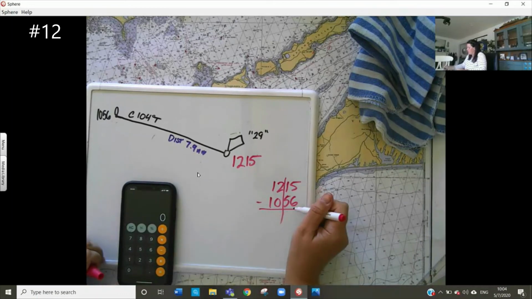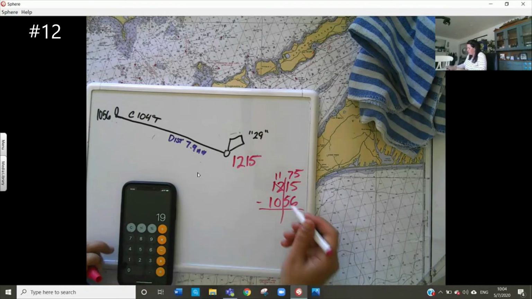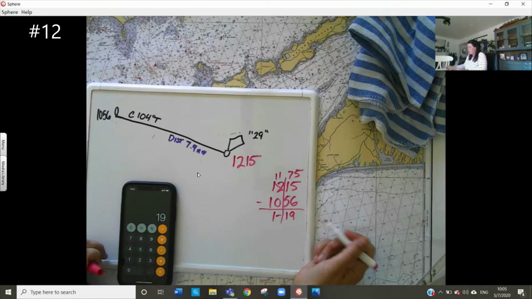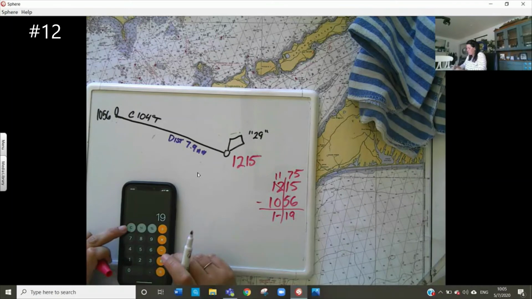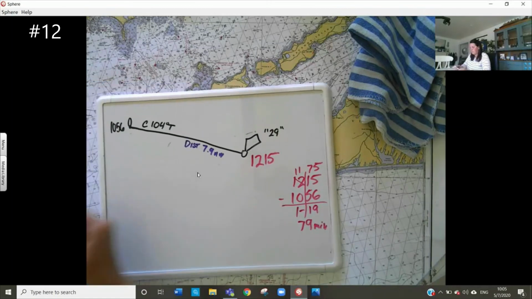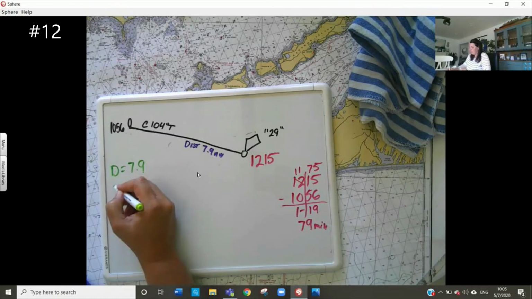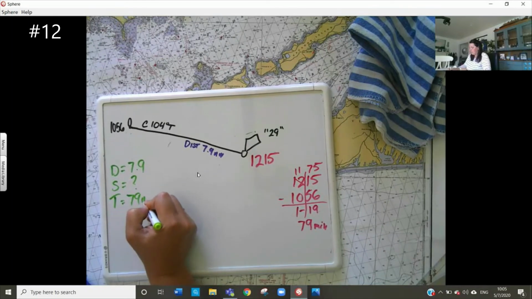We can't do 15 minus 56, so we borrow, making that an 11 and a 75. So we have 75 minus 56 gives us 19, and 11 minus 10 gives us 1. We have 1 hour and 19 minutes, and that would be 60 plus 19 would actually give us 79 minutes. So if we go to our distance is 7.9, speed is our question mark, time is 79 minutes.